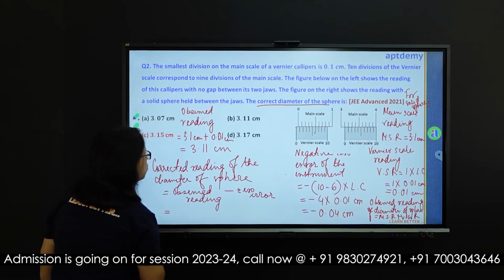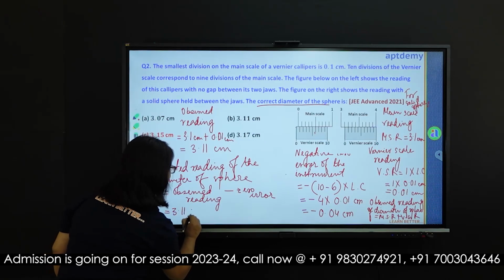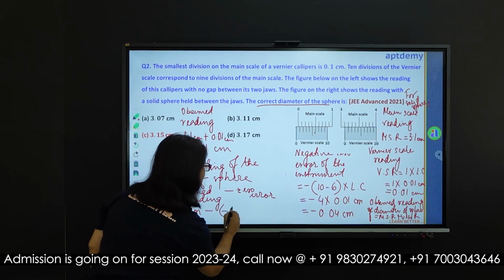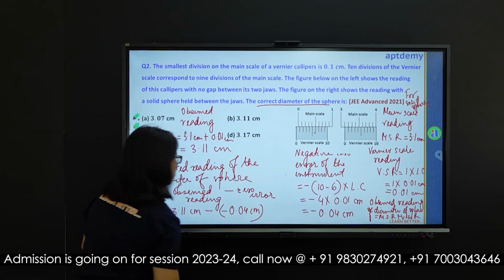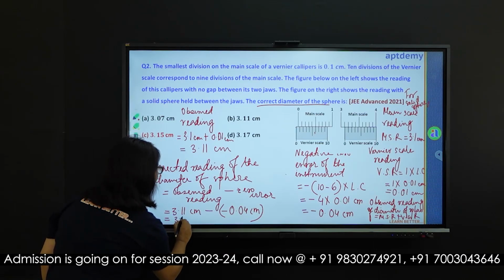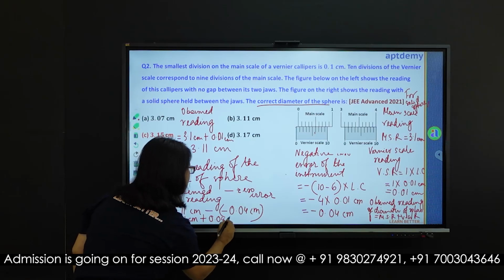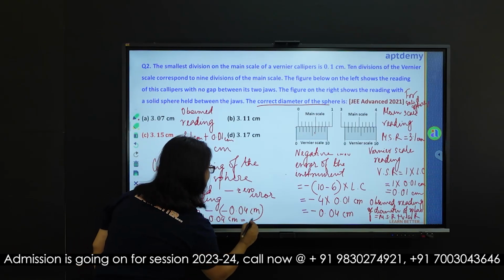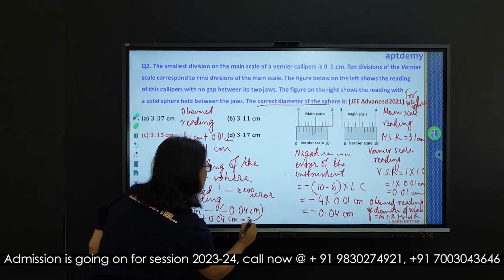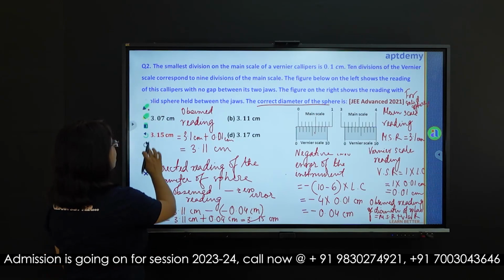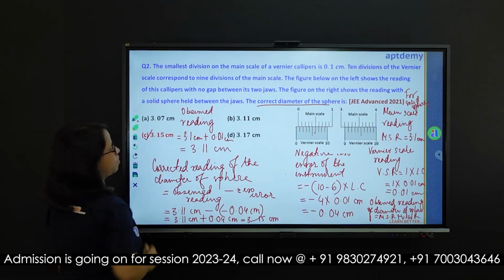So, let's put the values. We have 3.11 centimeters minus the zero error, which is minus 0.04 centimeters. So, in fact, we have 3.11 centimeters plus 0.04 centimeters, that amounts to 3.15 centimeters. So, as you can see, option C stands as the correct option.